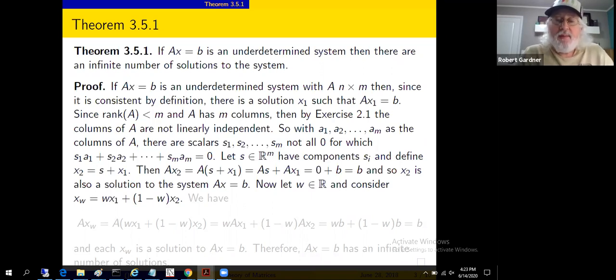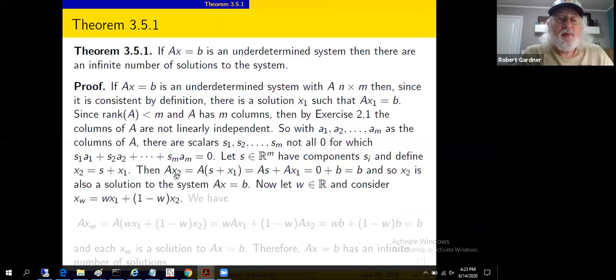So we can talk about this in terms of trying to get to the system of equations. I'm trying to get to the AX stuff. And define x sub 2 to be s plus x sub 1. All right, now here comes the system of equations stuff written in terms of the matrices. So we're defining this x sub 2. It will be a second solution.